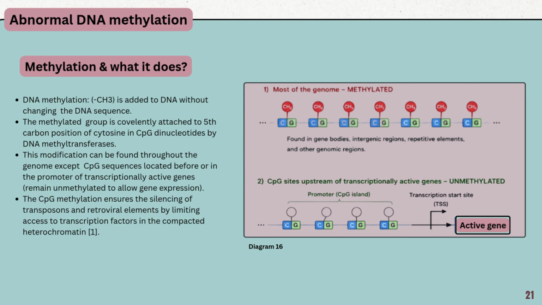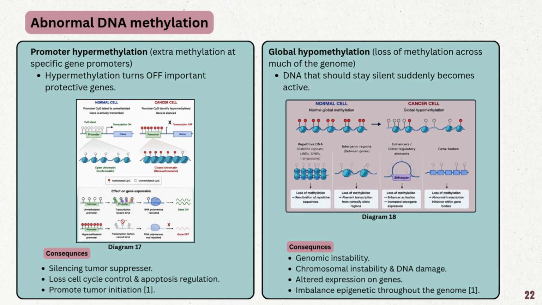In cancer, methylation becomes abnormal in two ways. First, promoter hypermethylation adds too many methyl groups to tumor suppressor genes, switching them off. The cell loses control of DNA repair, cell division, and apoptosis. Second, global hypomethylation removes methyl groups across the genome. This activates repetitive DNA and transposons, leading to genomic instability, chromosome abnormalities, and abnormal gene expression. So cancer cells gain methylation where they shouldn't and lose it where they need it.